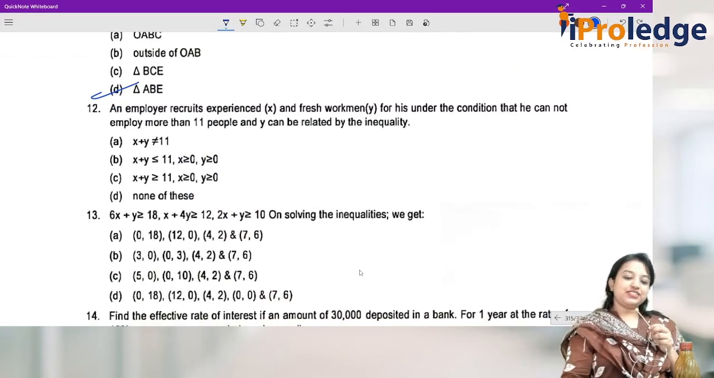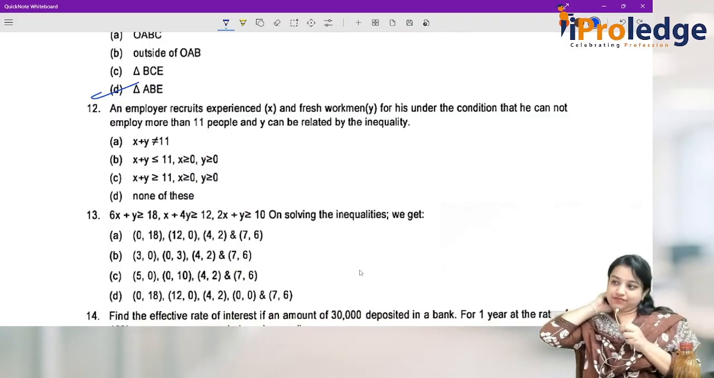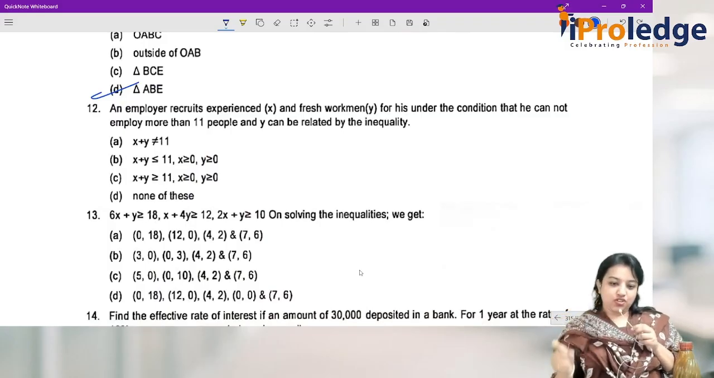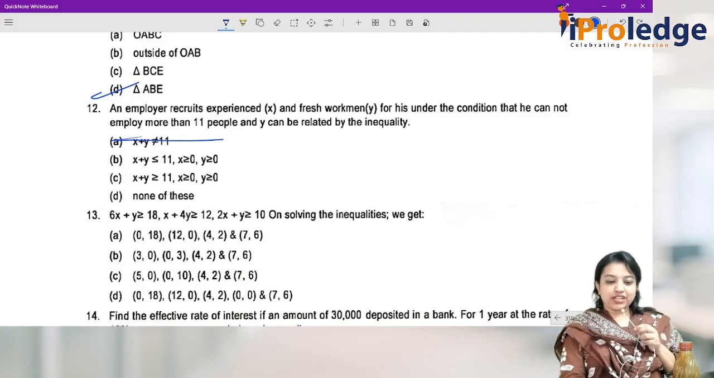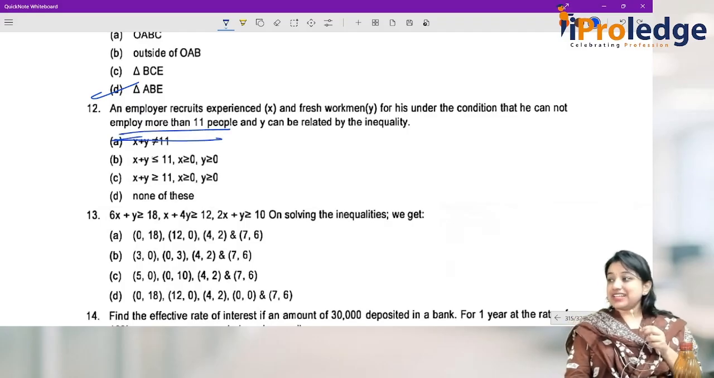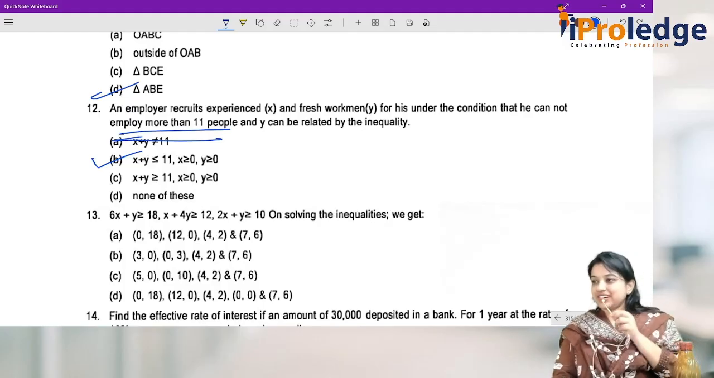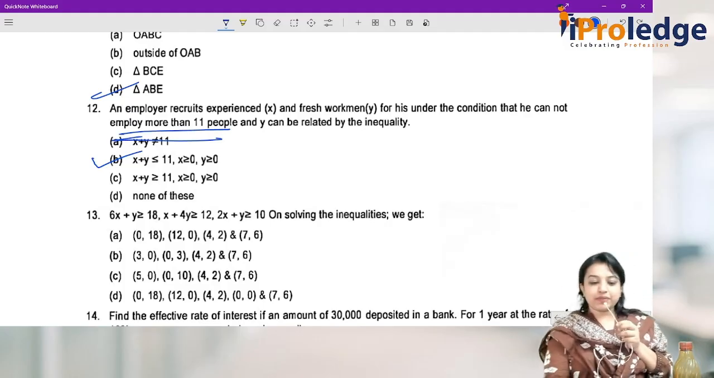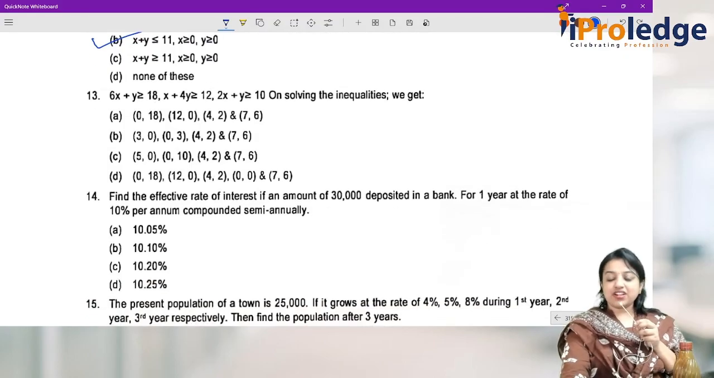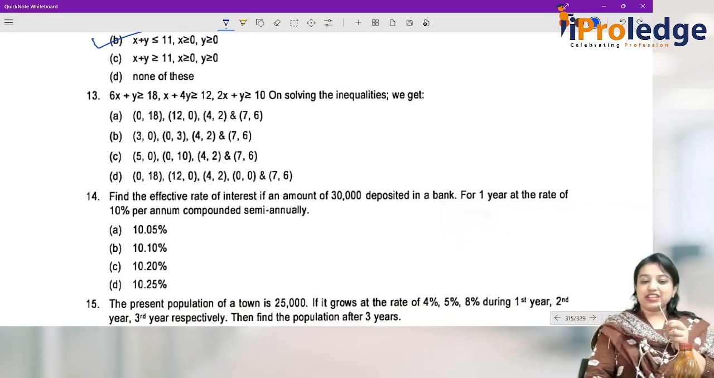12th one. Option. So not more than 100 should be lesser than or equal to. Correct, not more than 100 will be lesser than or equal to. 13th one.